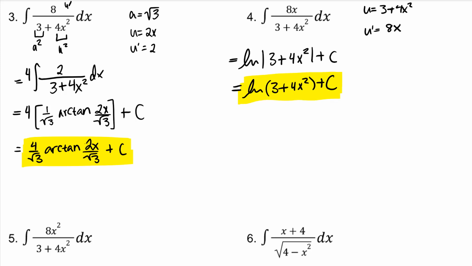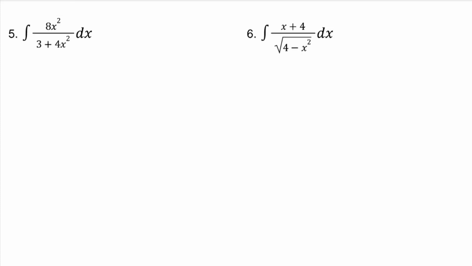Number 5 also looks like number 3 and 4, but it has another x in the numerator, making the degree of the numerator and the degree of the denominator the same, so we need to use long division.